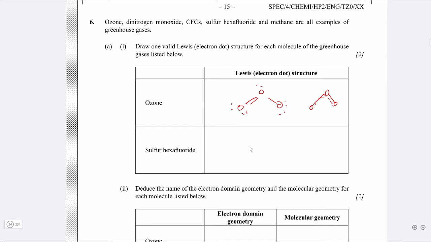And for sulfur hexafluoride, hexa means 6, so I have a, whoa, very ugly.